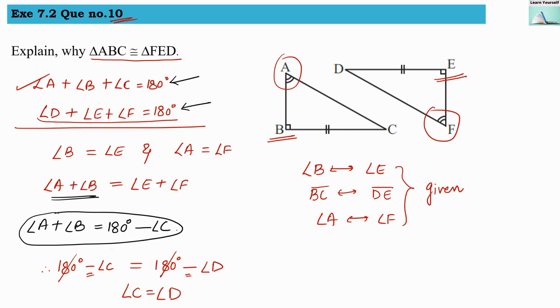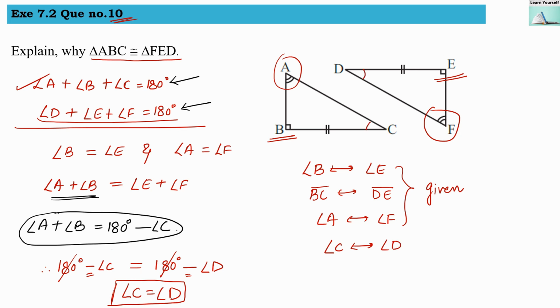So another criterion we got here, that another third angle, one more angle, is equal in these two triangles. So now we have one more angle, that angle C is in congruence with angle D. So this angle is equal to angle D.